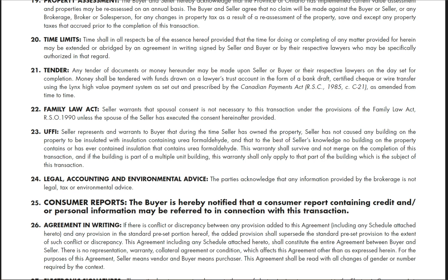Again, real estate lawyers ensure that the correct spousal consents are obtained before closing, and this is something that the lawyers would have to review. The purpose of it being in this is just so that everyone is clear, and specifically the lawyers, to review it.